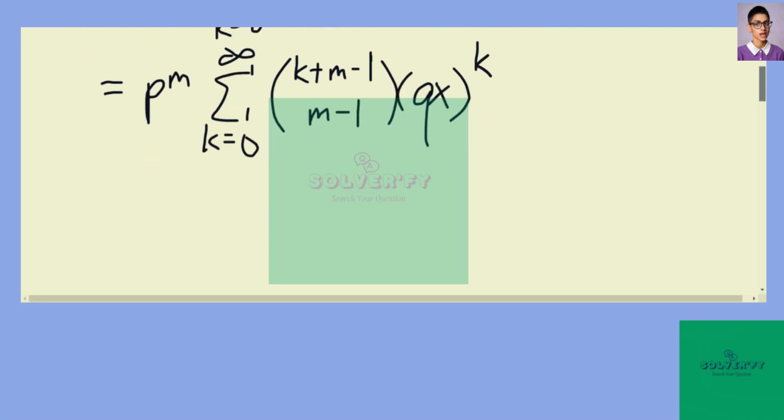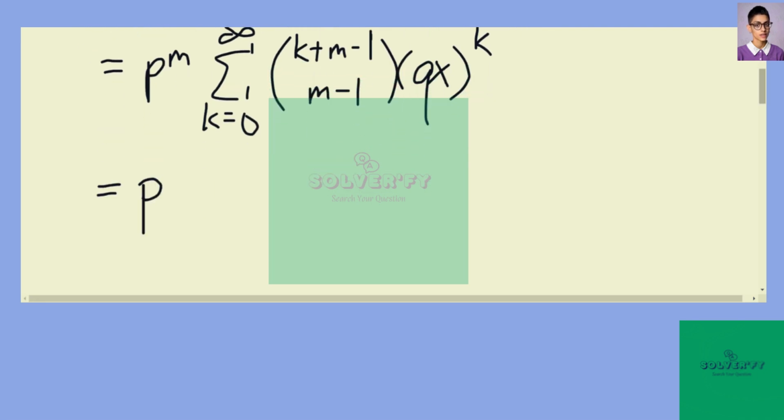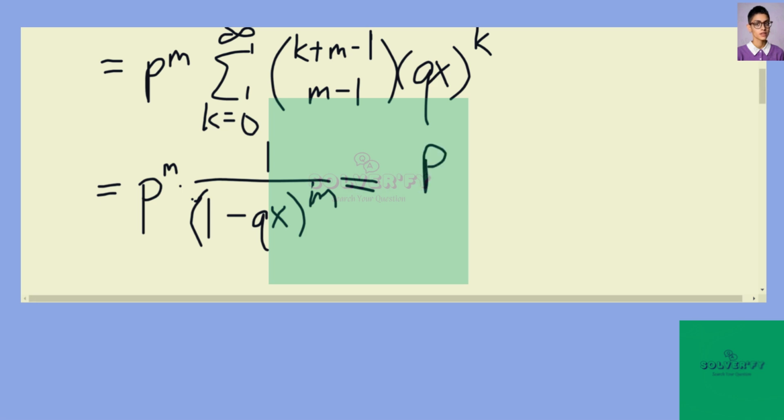and we have from a table in the book that this is equal to p to the m times 1 over 1 minus qx to the power, not kth, but in this case the mth power, and so it follows that the generating function is going to be p to the m over (1 minus qx) to the m, as we're told. So we've proven this is our answer.